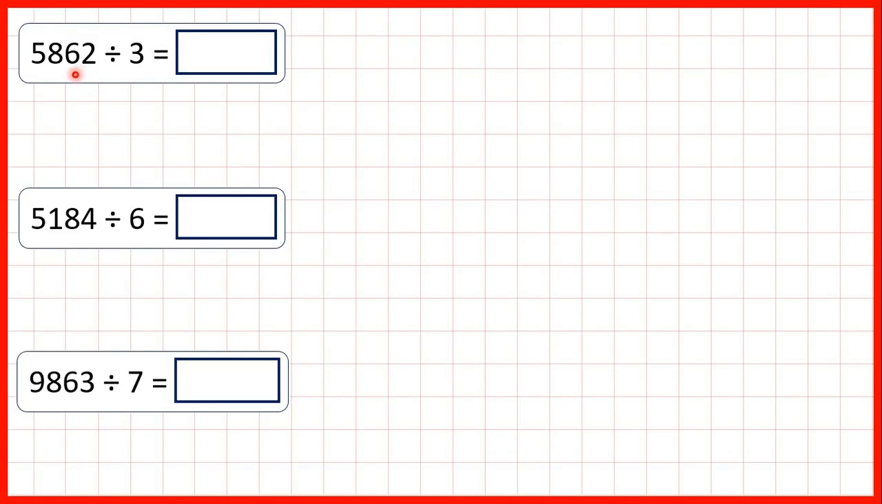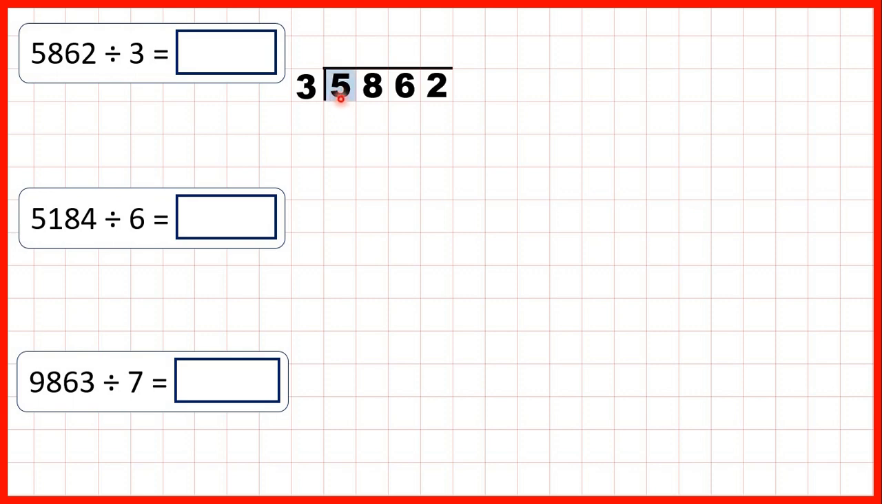Now we need to divide using short division. So first we have 5,862 divided by 3. So we can set the question out like this, with the divisor, the number that we're dividing by, on the left. Now we start by dividing the larger place values.